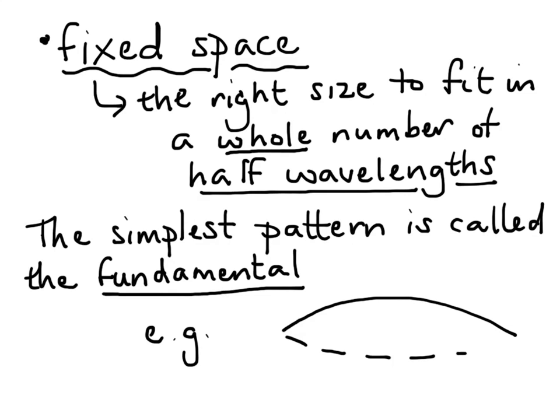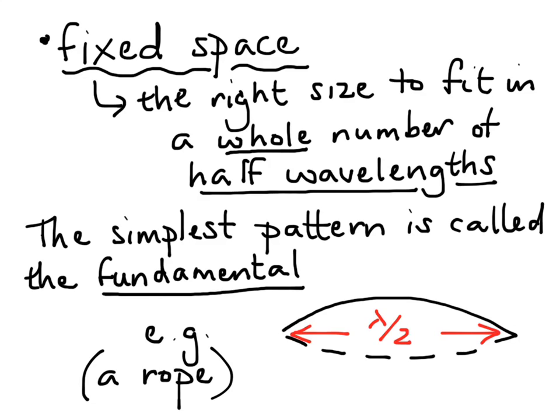So for example, on a rope, the simplest stable pattern you can make is a single loop like this. There we are, a rope. Now, a single loop is actually half a wavelength. If you think about what this rope is doing, the solid line here, that's a peak. A short time later, it will be in this position, forming a trough. But in the picture, you only get one or the other. You don't get both, and you need a peak and a trough to make a whole wave. So we've got a half wavelength here.